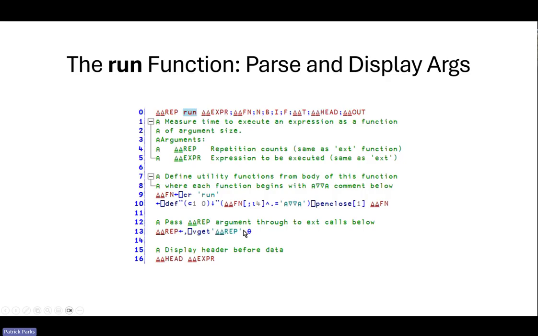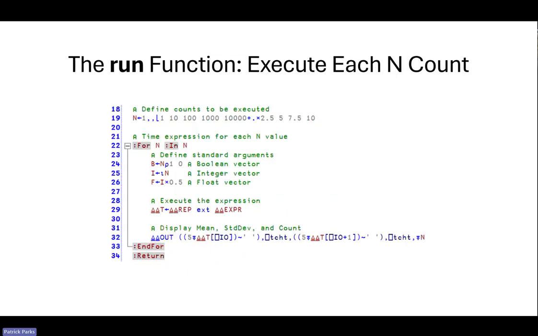The left argument is exactly the same as it was for the ext function, and the right argument is the same as it was for the ext function. So though we're going to pass the left argument through here, we just simply set the delta delta rep equal to whatever the argument was, or default it to an empty vector. And then we call the head function, the local function we defined locally, and this displays a little header display of the data. The next part of the code is we set up an execution counts.